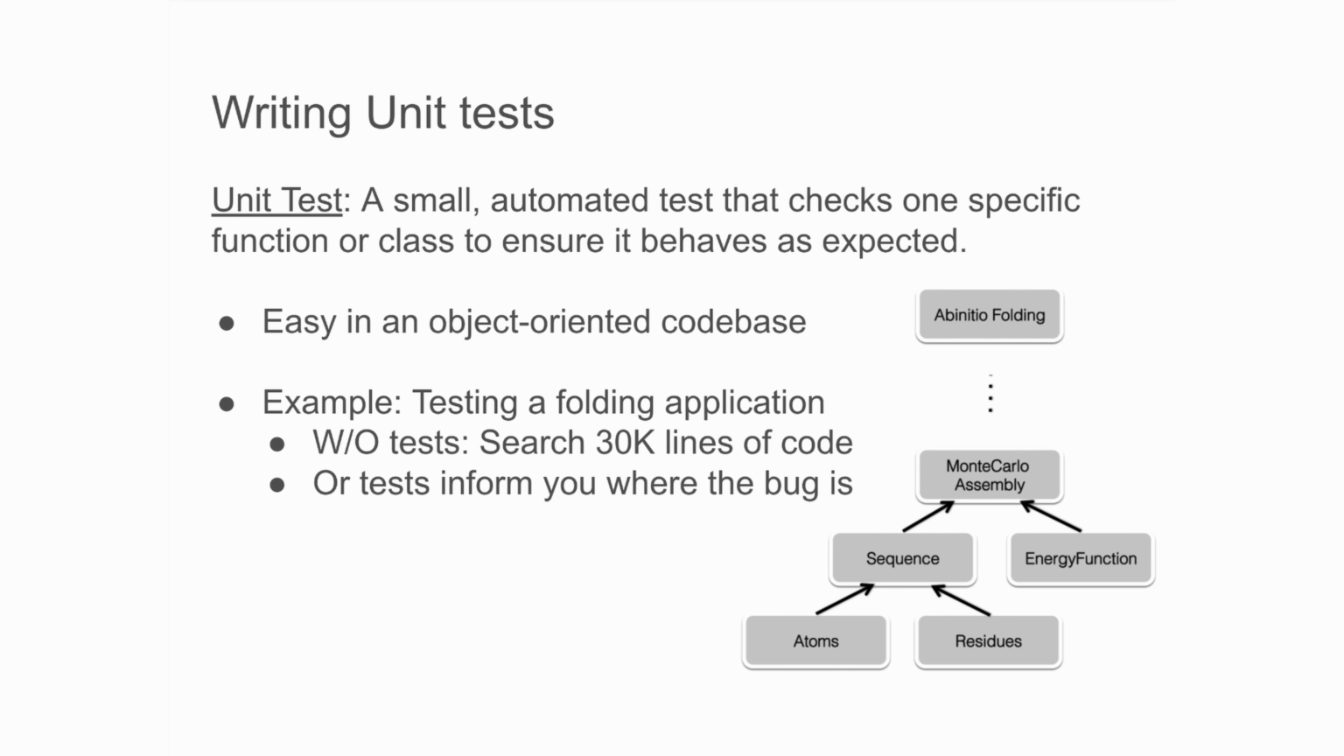So unit tests, like I said, are small automated tests that really are checking one function. If you are writing with object-oriented programming, this should be fairly easy, because you are already writing in those units. If you're already writing your code in those units, you can test those. So how are unit tests helpful in this?